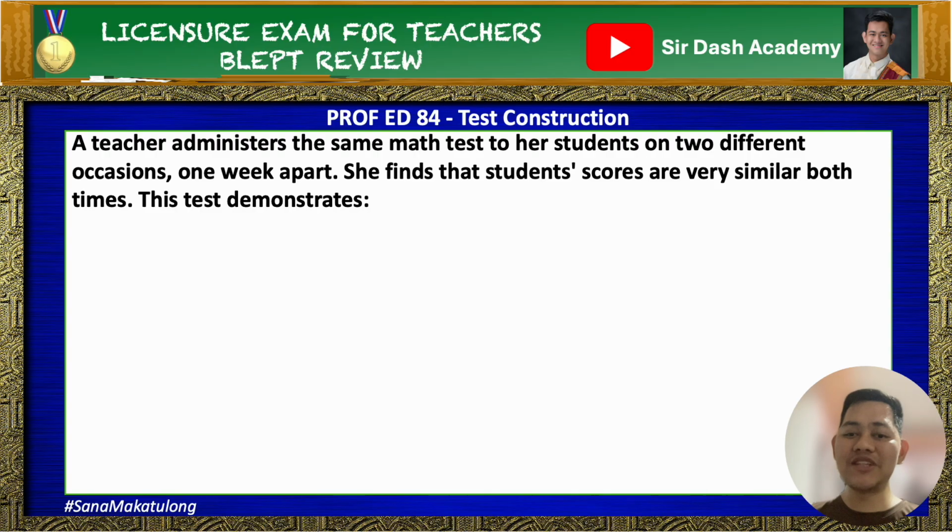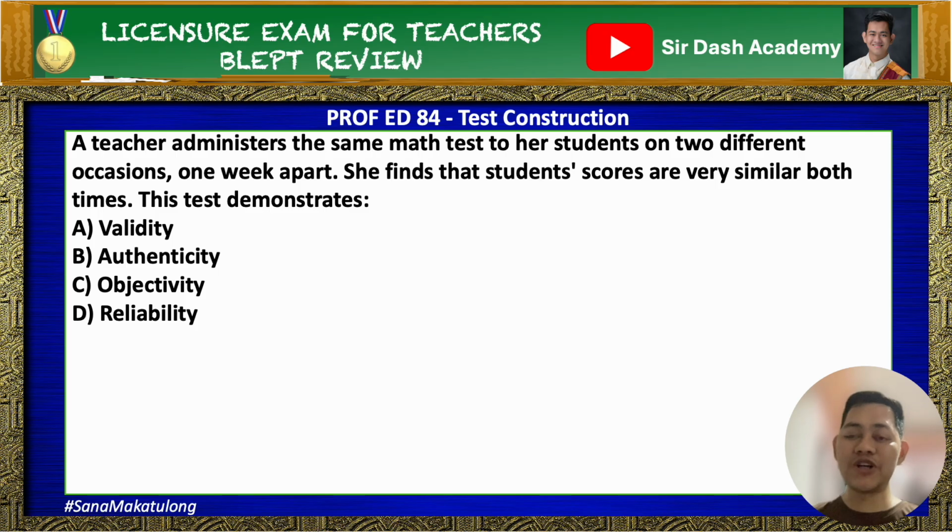Prof Ed 84, Test Construction. A teacher administers the same math test to her students on 2 different occasions, 1 week apart. She finds that students' scores are very similar both times. This test demonstrates A. Validity. B. Authenticity. C. Objectivity. Or D. Reliability. Pause this video and try to answer it on your own. Go!